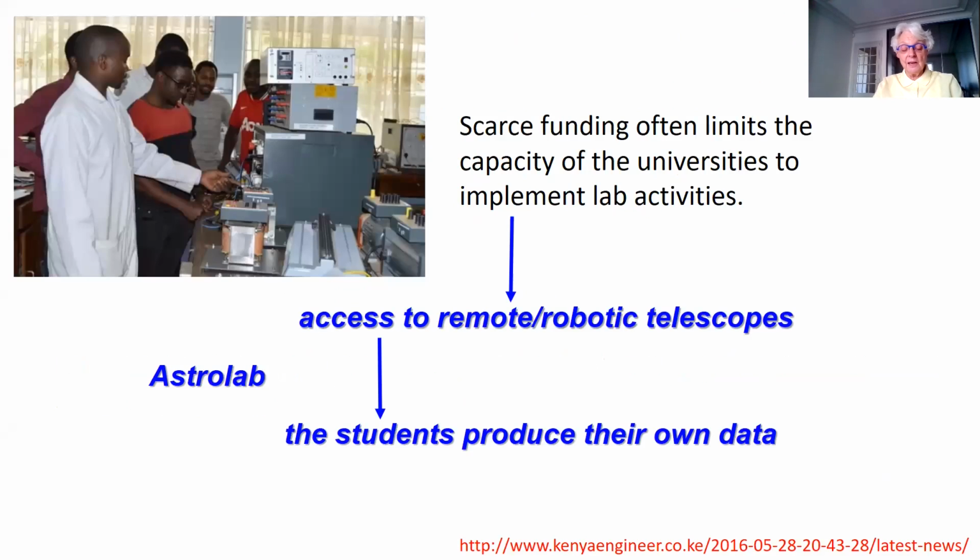Scarce funding limits the capacity of the universities to offer lab activities to their students. If access to remote robotic telescopes is provided for free, it shows that with a very low financial investment, astronomy can provide lab activities to develop among the students an understanding of the scientific method.